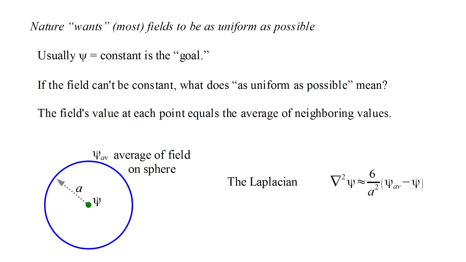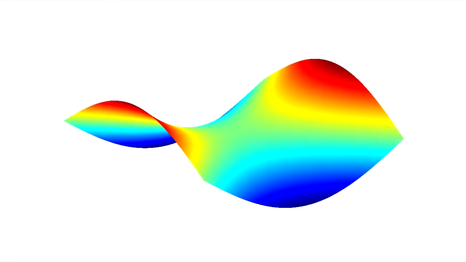Specifically, for a very small radius a, the Laplacian is basically 6 over a squared times the difference of psi average and psi. In equilibrium, these values are equal, and we have Laplace's equation, which simply tells us that there is no difference between a field value and the average of its neighbors.